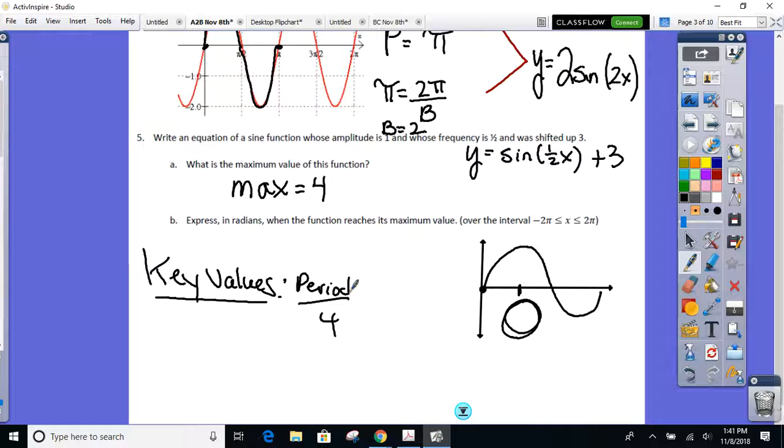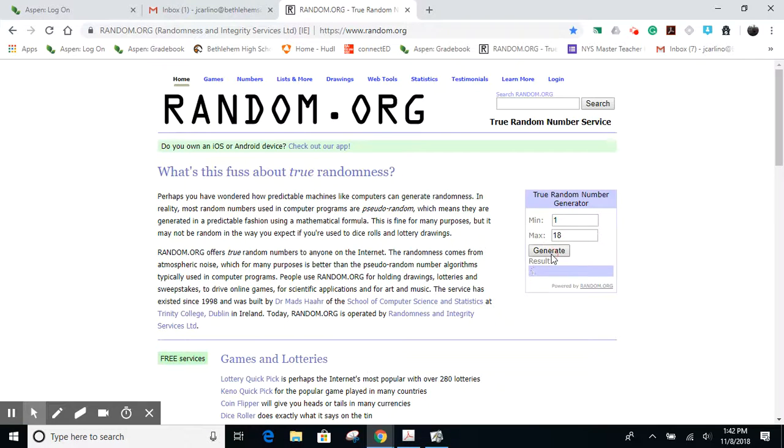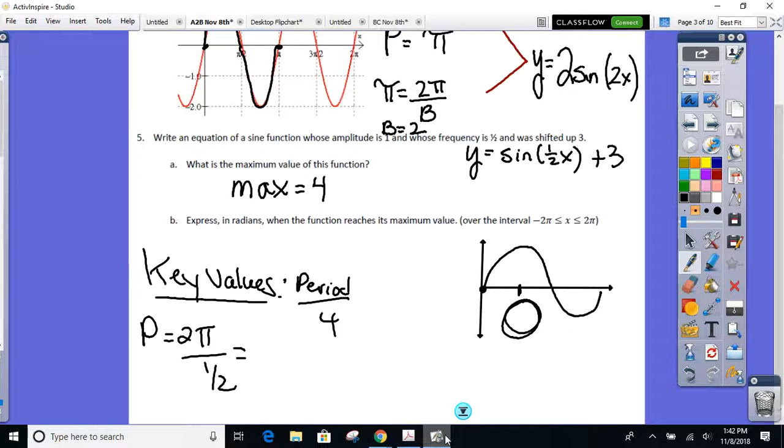Can you guys find the period of this curve right here? Because I didn't give it to you. Using the frequency, find the period of that curve. Two pi divided by a half. When you skip and flip and multiply. What's the period? It is 4 pi, nice job.